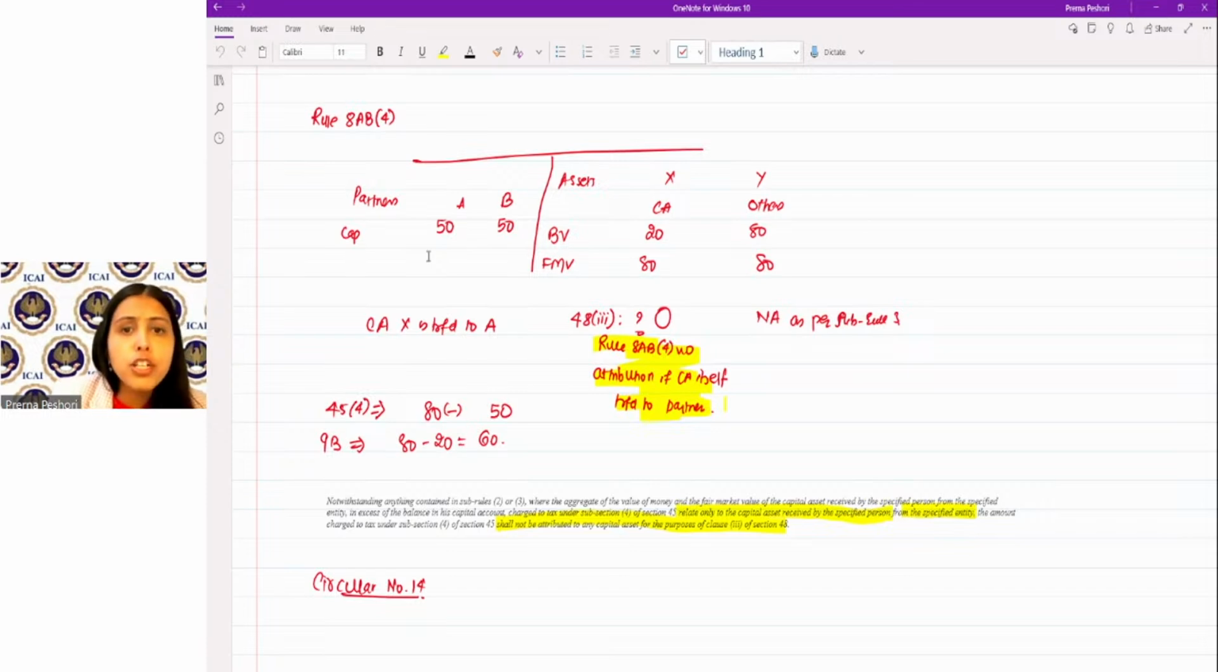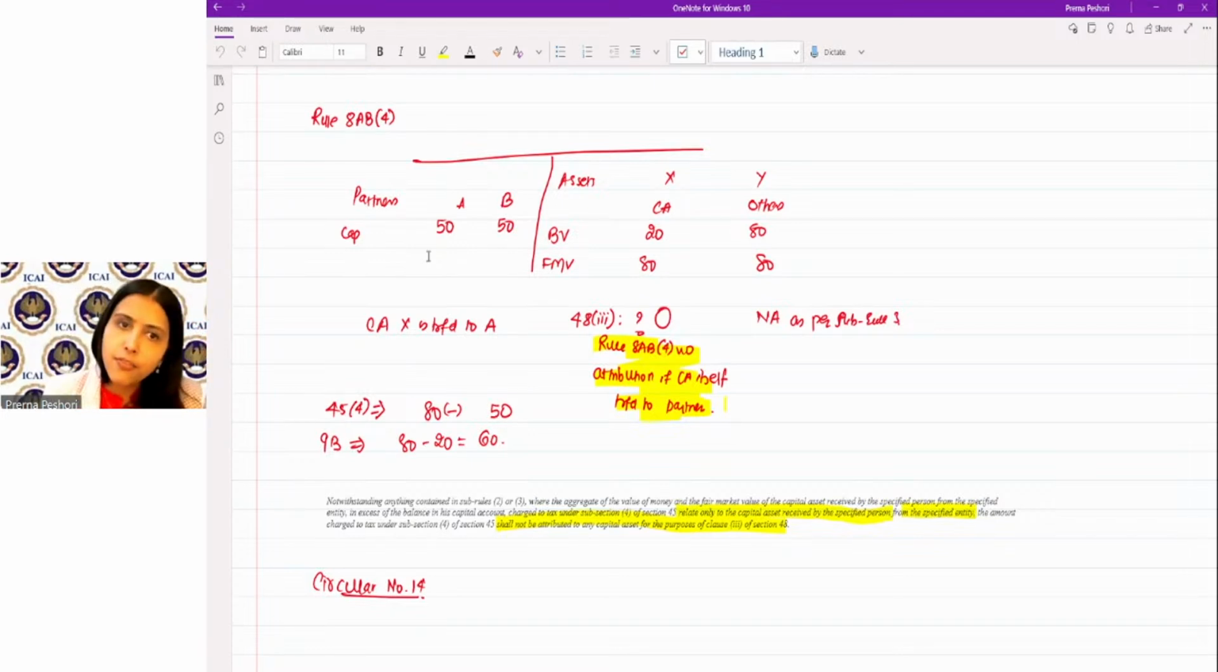Here Rule 8AB says that there is no attribution if the capital asset itself is transferred. So 48(3) says what? That the attribution will happen to the remaining capital assets. Here, my capital asset itself is transferred to the partner. So 48(3) purpose is what? To provide relief for the preponement of tax liability which has happened under 45(4).